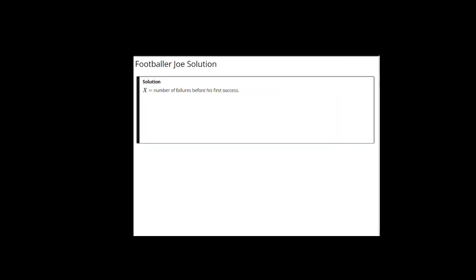Let's define X to be the number of failures before his first success in this course. Then X has a geometric distribution. The parameter p of that geometric distribution is 0.3. We're asked for the probability that more than 3 attempts are required. That's the probability of more than 2 failures. The probability that X is greater than 2.